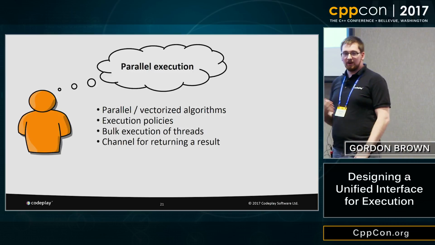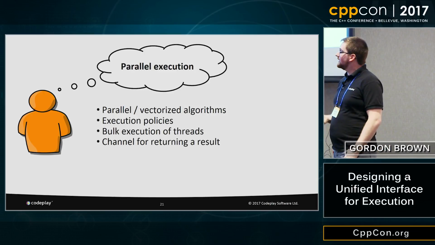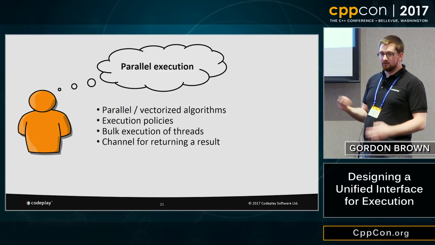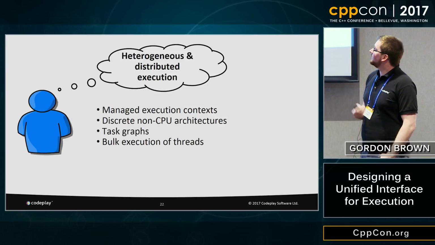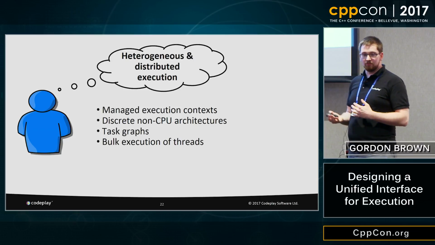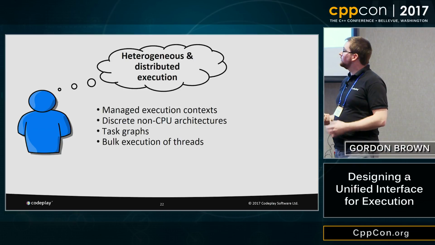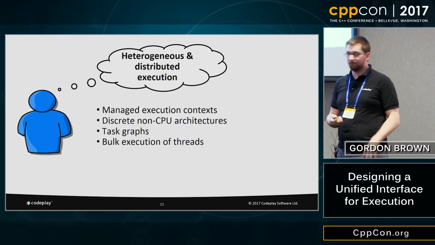If you ask someone doing parallel execution, they would say things like the parallel algorithms, vectorization, bulk execution of multiple threads, and channeling a return value for algorithms. And finally, if you were to ask someone that does heterogeneous or distributed computing, they would look for discrete, non-CPU architectures, managed execution resources, and task graphs.